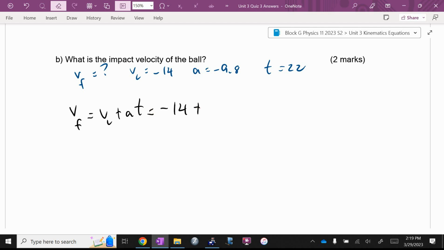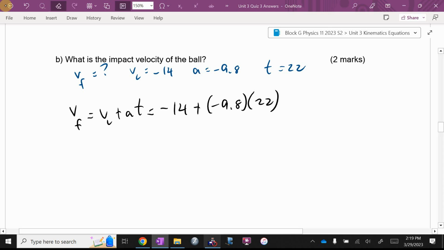Negative 14 plus negative 9.8. Some predictions. Is the number I'm going to get going to be bigger than negative 14 in the negative direction or smaller? It's going to be bigger. It's speeding up, so I know it's going to be further from 0 than negative 14. It's going to be like negative 30 or maybe something bigger than that.